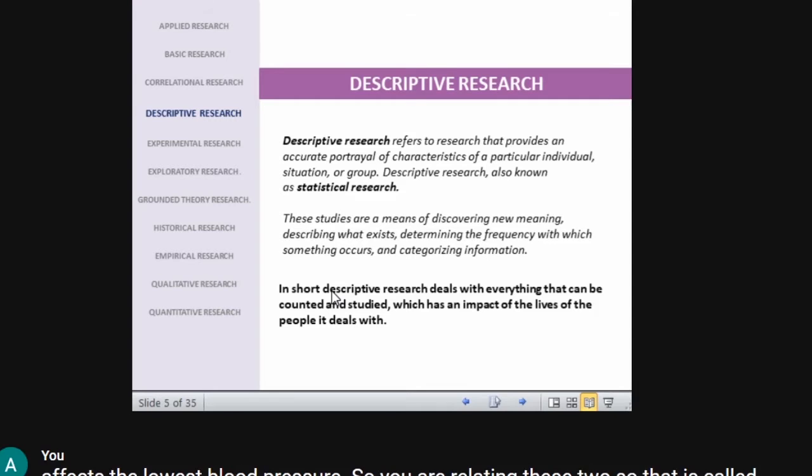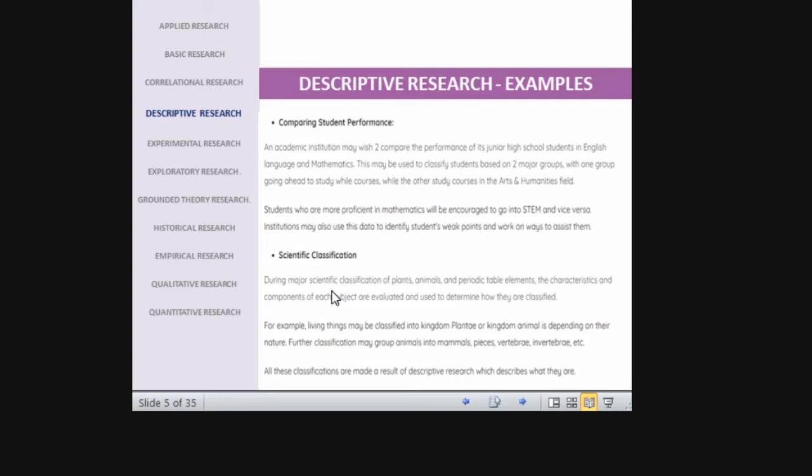So, descriptive research. Descriptive research is nothing but it describes things. It describes the characteristics of an individual or a group. Let's see this descriptive research with a specific example. In short, it deals with everything that can be counted and studied. For example, let me compare a group of students who are studying higher secondary or high school. Let it be 12th standard.